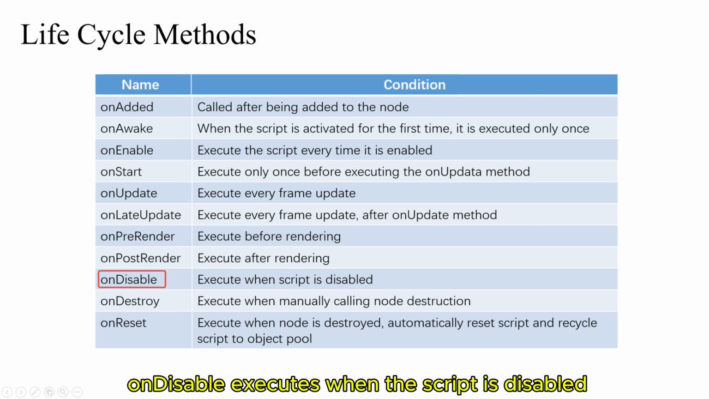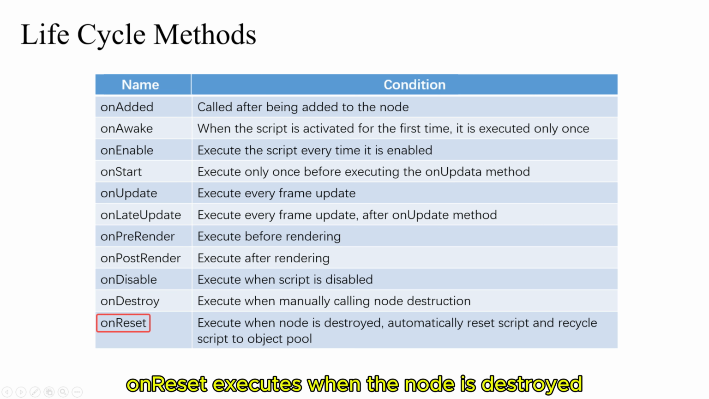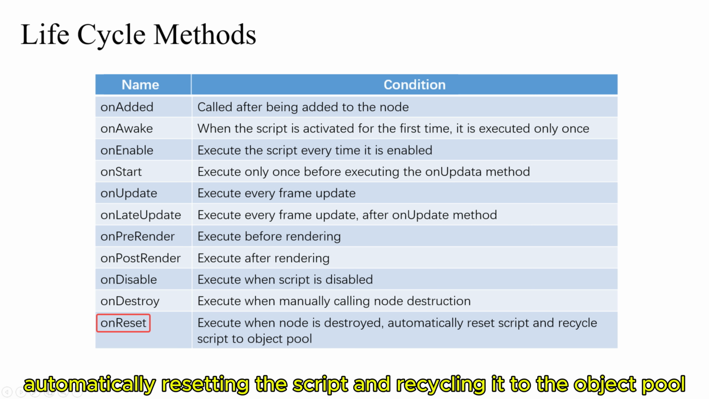onDisable executes when the script is disabled. onDestroy executes when the node is manually destroyed. onReset executes when the node is destroyed, automatically resetting the script and recycling it to the object pool.